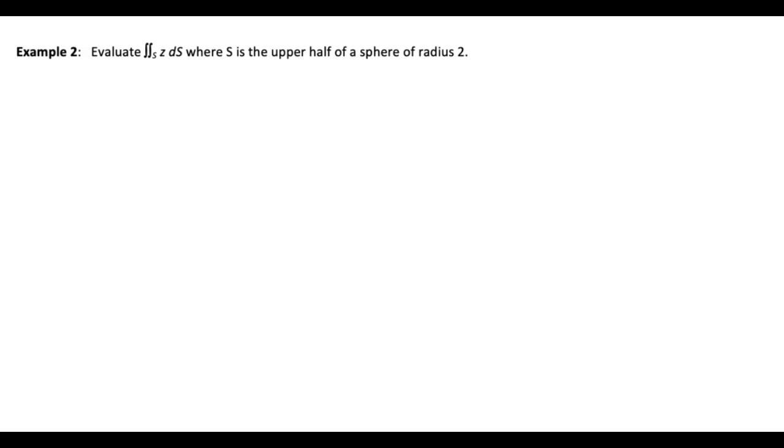And it looks like we're actually going to use that idea right now, because example 2 asks us to evaluate this double integral over the surface of z dS, where S is the upper half of a sphere of radius 2. Now I know that the upper half of a sphere of radius 2 looks like x squared plus y squared plus z squared is less than or equal to 2 squared, which is 4. And I also know that I have the restriction that z is greater than or equal to 0, just because this is the upper half of that sphere.